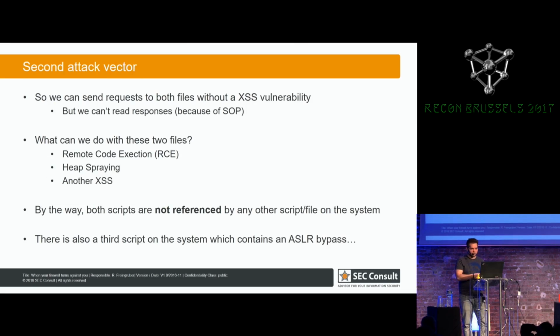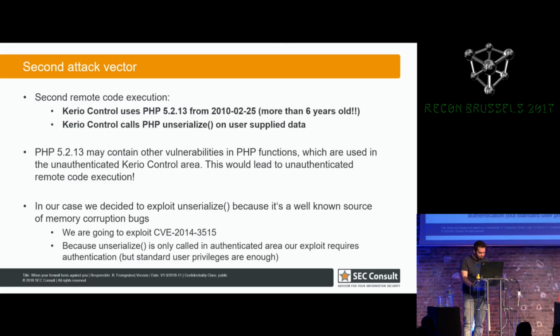So we have remote code execution, we have the unserialize vulnerability, we have the possibility to make heap spraying, we also have other cross-site scripting to bypass same origin policy, and of course there's also a third script which can be used to bypass address space layout randomization because the PHP script is leaking C pointers to the user.